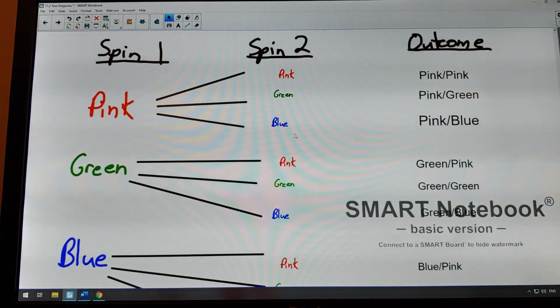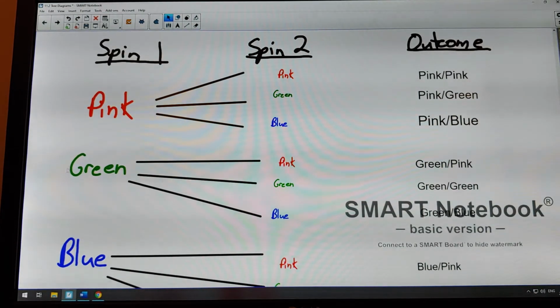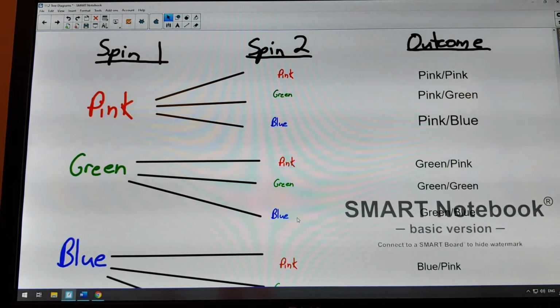And then that's it. You only get to hit it twice. So let's go back to spin one. Let's pretend instead you got green on spin one. What could happen on spin two? Well, you get pink, green, or blue.